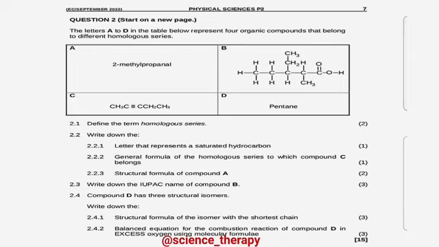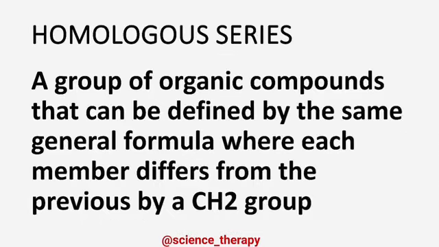If you have this approach, this method, you can just answer your questions in less than 5 minutes, just like that. So let's just do away with the definitions and get to the approach. We have 2.1. It says define the term homologous series. So a homologous series is a group of organic compounds that can be defined by the same general formula where each member differs from the previous by a CH2 group.